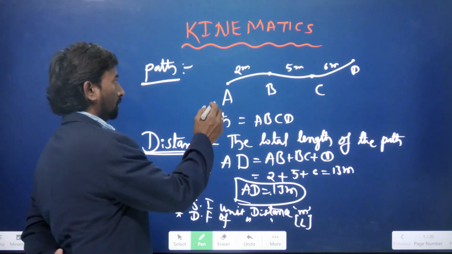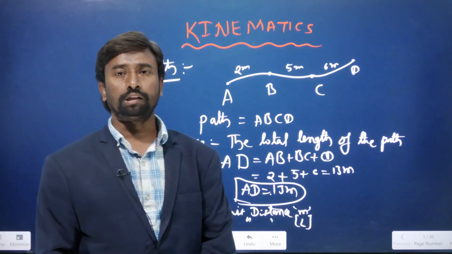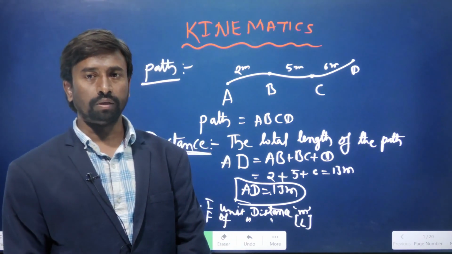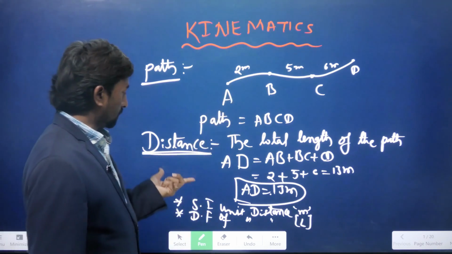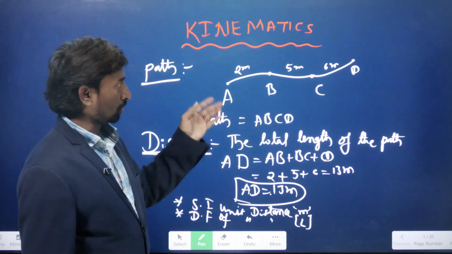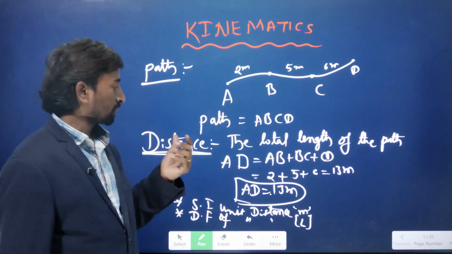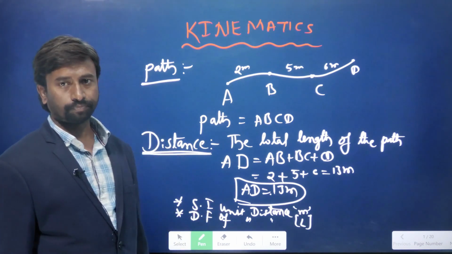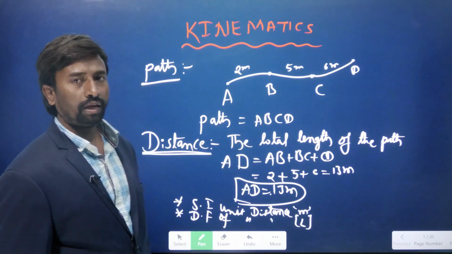Why can we say no direction here? Because there are many directions involved there. We cannot specify a particular direction, so that we can say no direction. If there is no direction, only the magnitude, then that physical quantity is said to be a scalar physical quantity. And this distance is always a positive value.